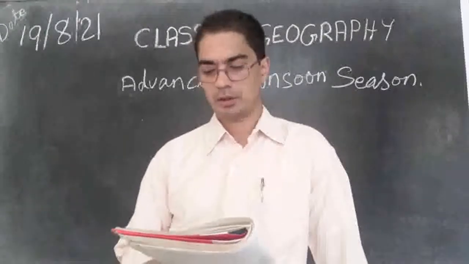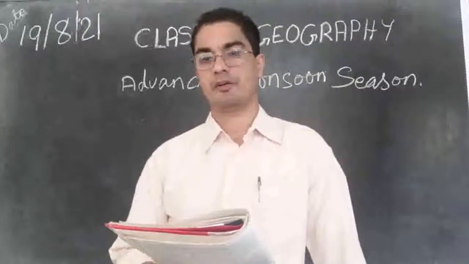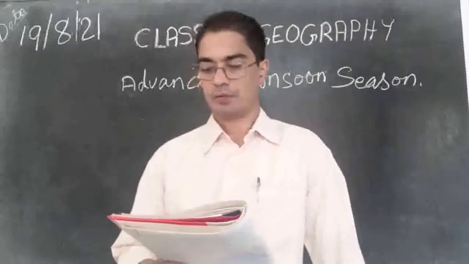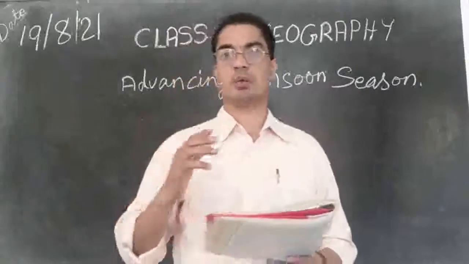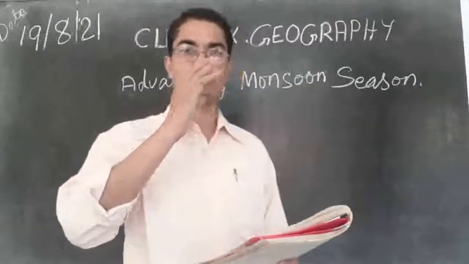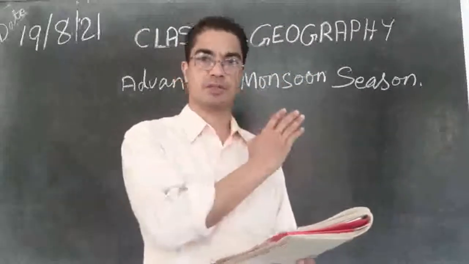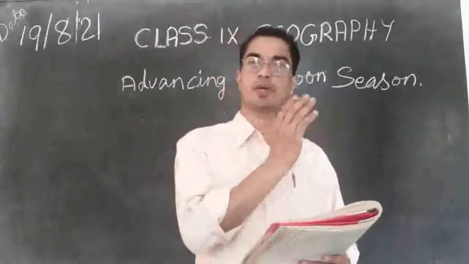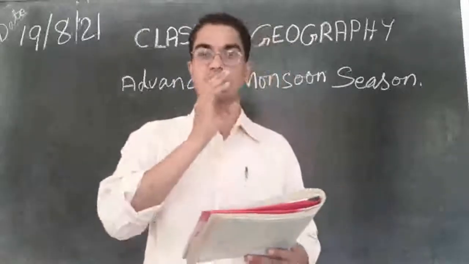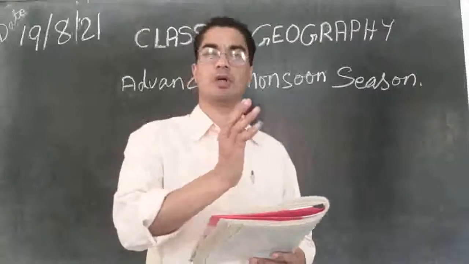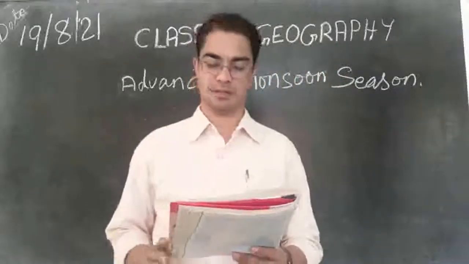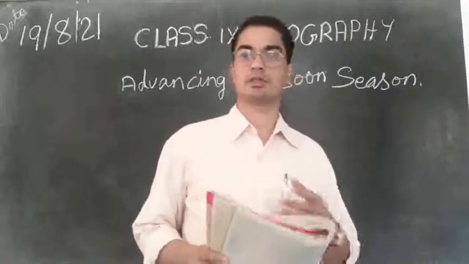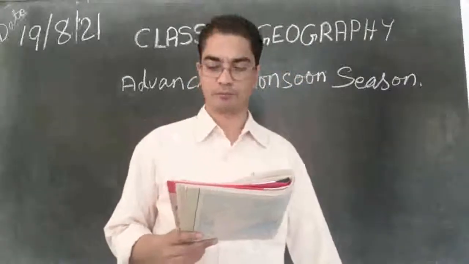Then rainfall in the Ganga Valley decreases from east to west. As we go from east to west, the rainfall becomes less and less. That means the east receives more rainfall, and as we go to the west, the rain becomes less and less. That is the situation in the Ganga Plain.